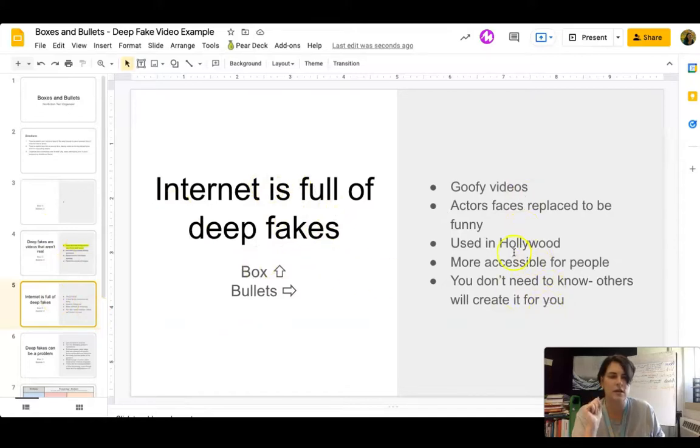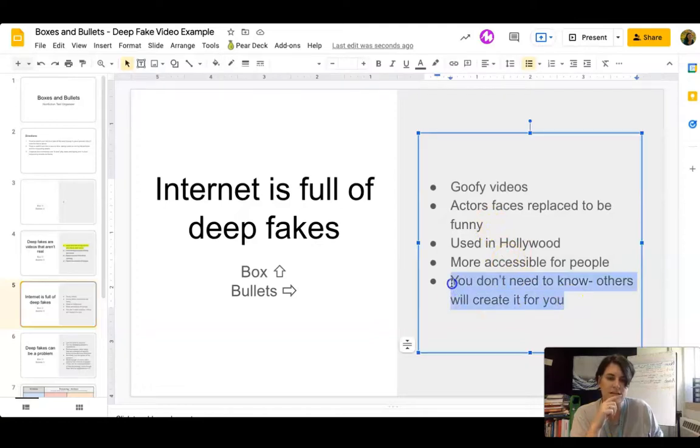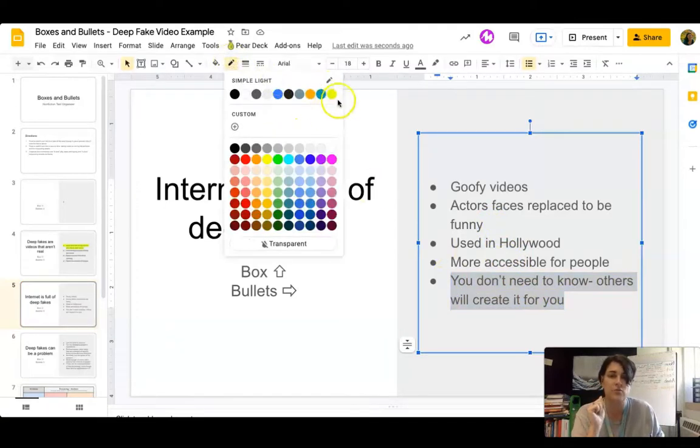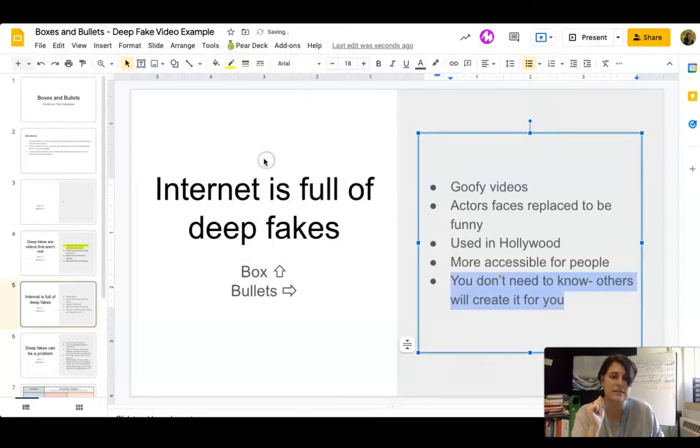All right, looking at all this, it's full of it. It's kind of interesting, or I'm sorry, it's important to know that you don't need to know how to do this. Others can create it for you. Nope, I want to do a highlight. That's why that looked funny. There we go. Is it important to know that it's more accessible for people? I think it goes here.